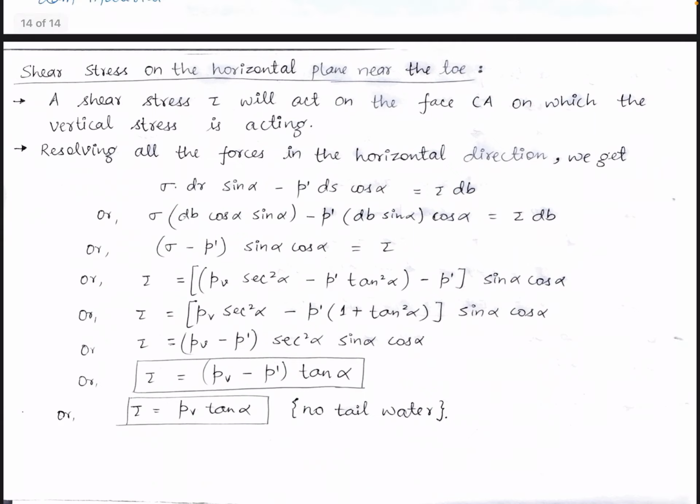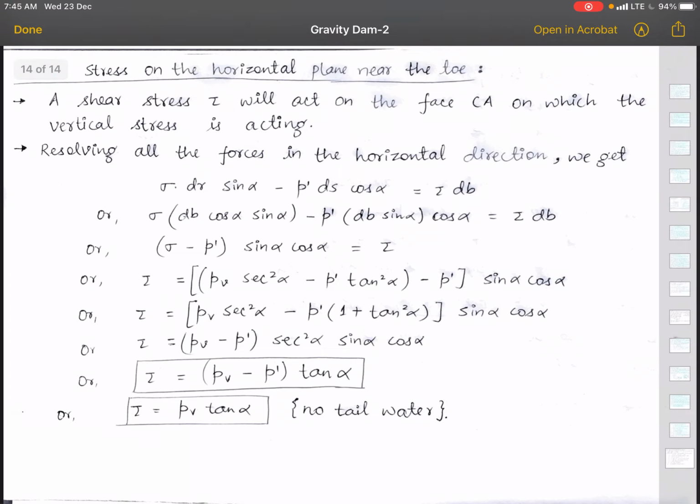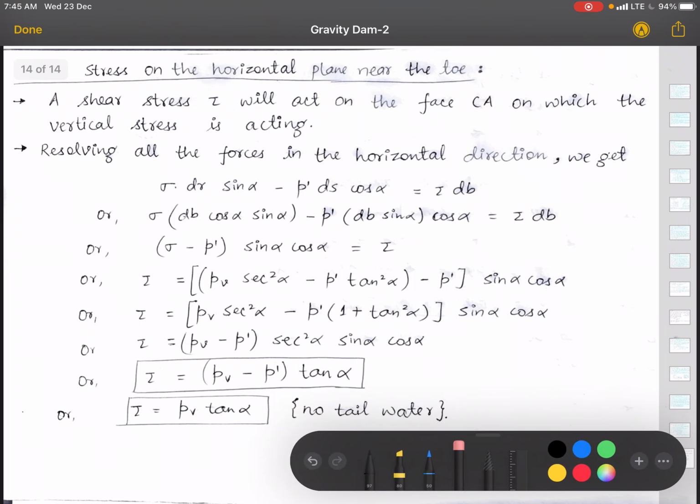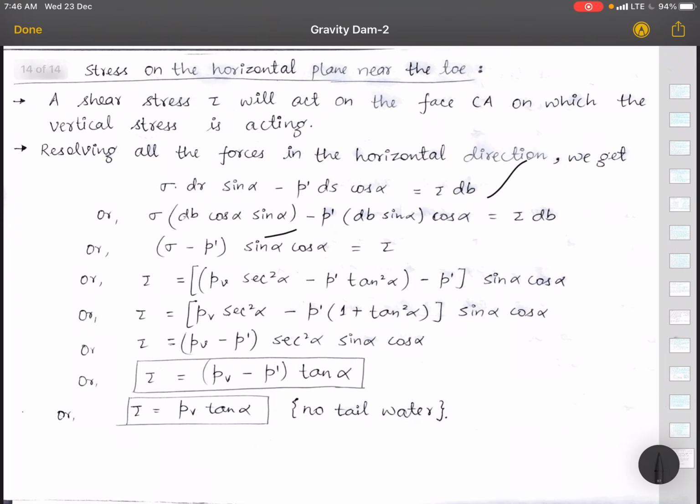Shear stress on the horizontal plane near the toe: sliding will occur on the horizontal plane. Now the same thing we have to do for this horizontal plane. We have to resolve all the forces into components along the horizontal. So simply you will directly get this equation. Put cos alpha, sin alpha, but here no need to do that, because finally you are getting PV minus P dash tan alpha.